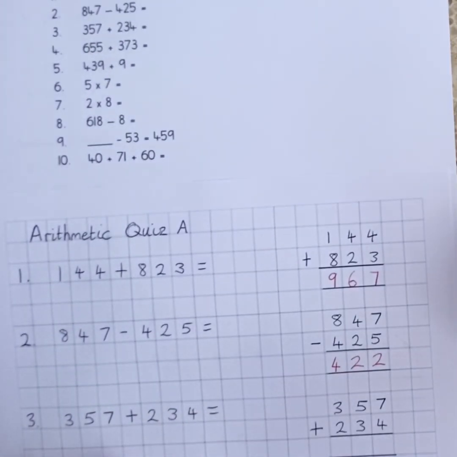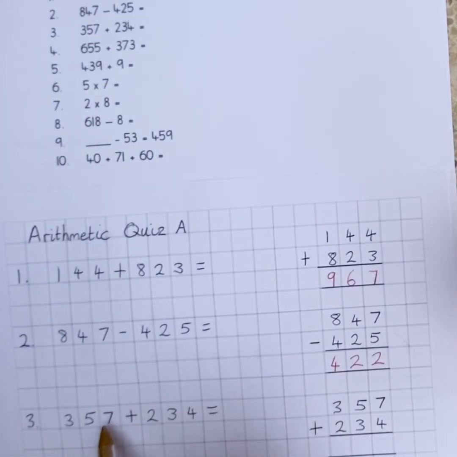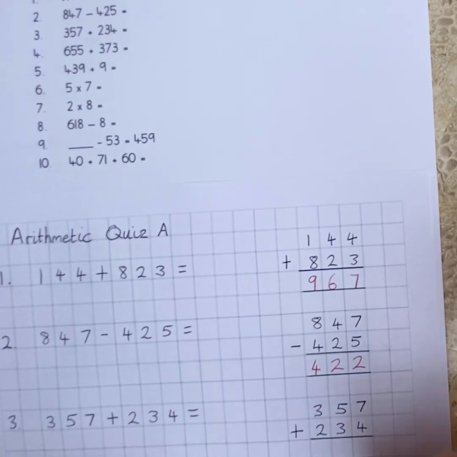For number 3, there will be regrouping required because we can see that 7 add 4 in the ones is going to cross over into the tens. So 7 add 4 is 11. In 11 there's 1 one and 1 ten, which goes over into the tens. So 7 add 4 is 11. 5 add 3 is 8, add 1 more is 9, that's 9 tens. And then 3 add 2 equals 5.